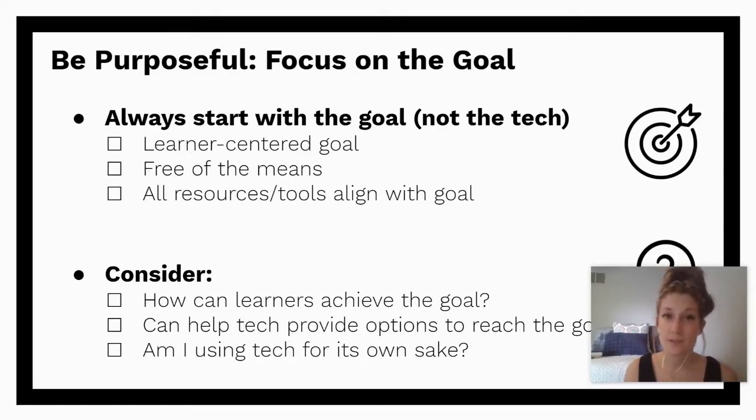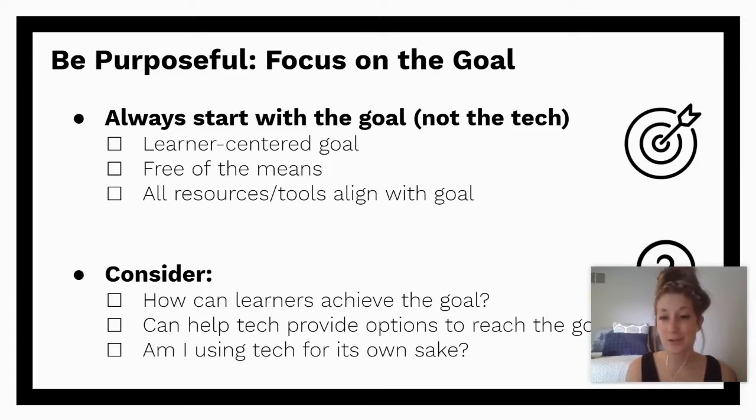It shouldn't be something that's too hard for them to understand. We need to make sure that our goal is free of the means. By putting the means in our goal, by saying our students will explain the importance of Roman achievements by doing a Flipgrid video, we've just eliminated all other options and choices our students have and are creating a barrier by doing that. We need to make sure that our resources align with the goal. So again, if our goal is flexible and it's learner-centered, then we need to make sure we provide tools that support that.